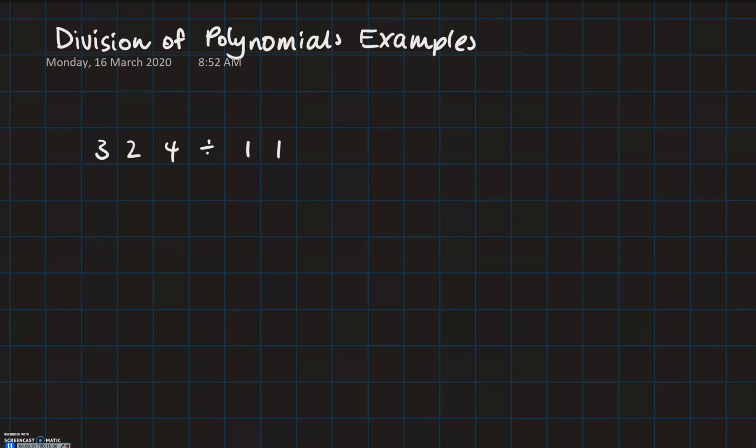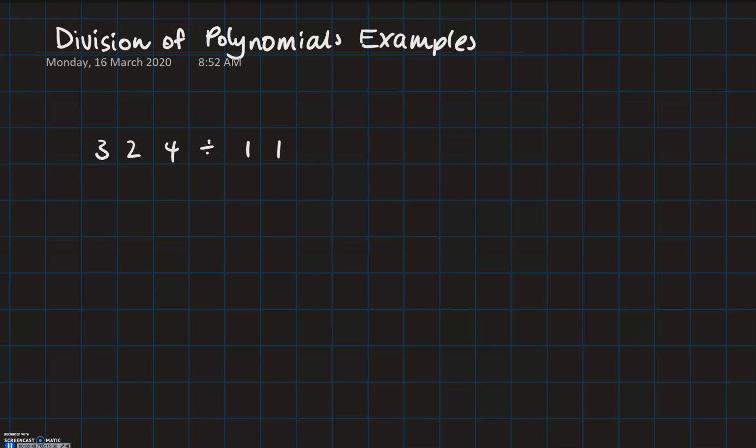So let's get started on this example. Here I have an example of just normal long division that you might have seen when you were in year 6 or year 7. So we have 324 divided by 11. Hopefully you're pretty okay with this notation.